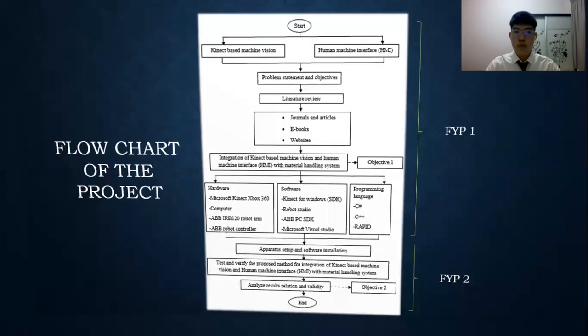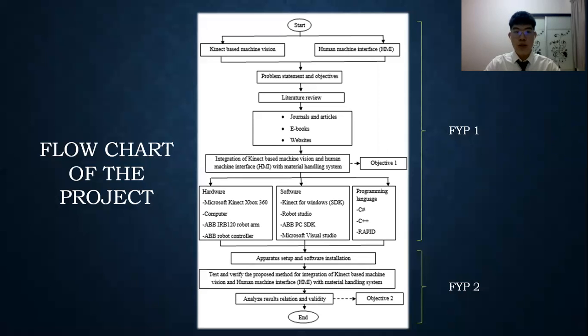So as you can see, this is the flowchart for my project. For FIP 1, we will start with research about the Kinect-based machine vision and the human-machine interface. After that, we develop the problem statement and objectives. And I found some literature from online journals, articles, ebooks, and websites for achieving my objective one, which is about the integration of the Kinect-based machine vision and human-machine interface with a material handling system.